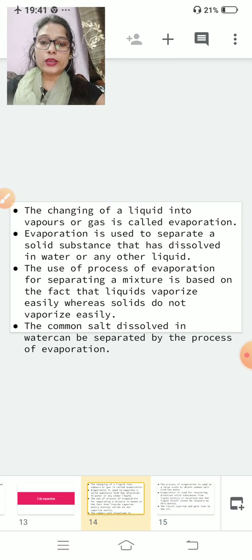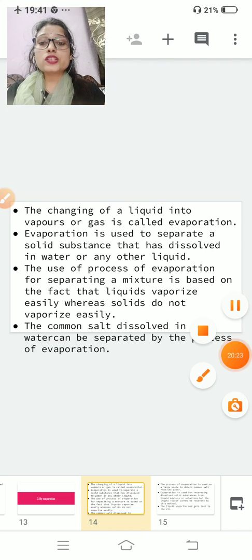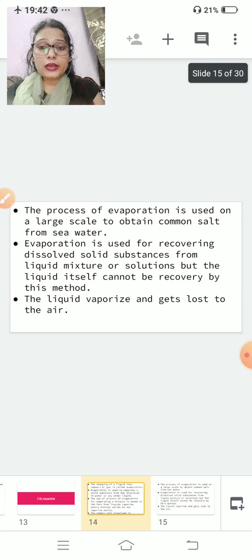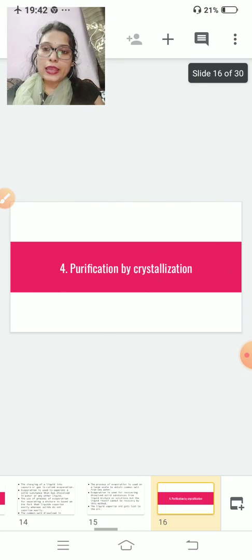See, I am reading once more. Listen carefully. The changing of a liquid into vapors or a gas is called evaporation. Evaporation is used to separate solid substance that has dissolved in water or any other liquid. The use of the process of evaporation for separating a mixture is based on the fact that liquids vaporize easily, whereas solids do not vaporize easily. Common salt in water can be separated by the process of evaporation. Clear? The process of evaporation is used on a large scale to obtain common salt. Evaporation is used for recovering dissolved solid substance from a liquid mixture or solution, but the liquid itself cannot be recovered by this method. The liquid vaporizes and gets lost to the air. Clear?